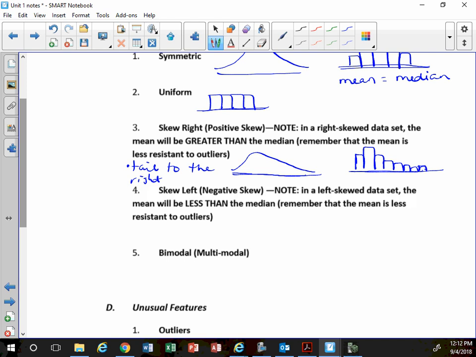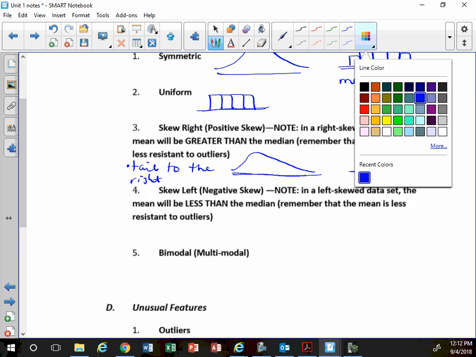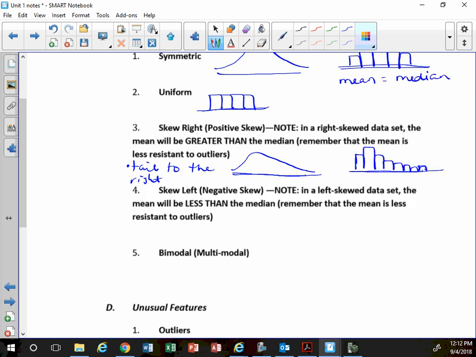So if I labeled them on here, it'd probably be like your median would be here, and your mean would be further. Okay, so the mean gets pulled with the tail. So the average is where it would balance. You could put this on your finger and try to make it balance.